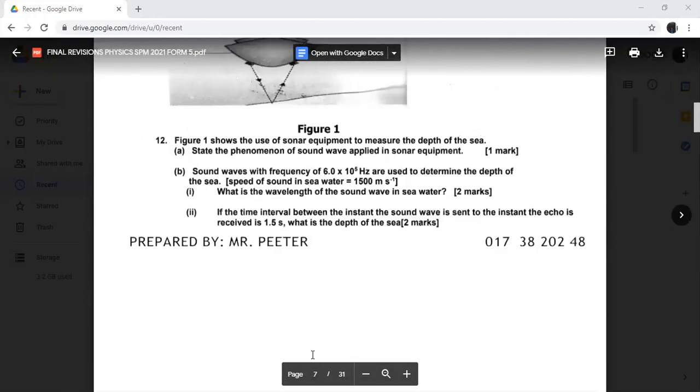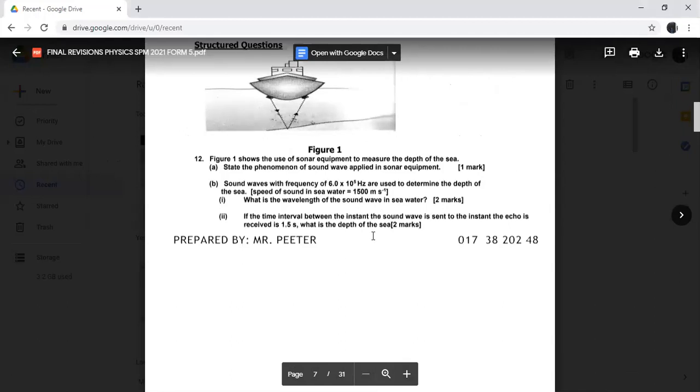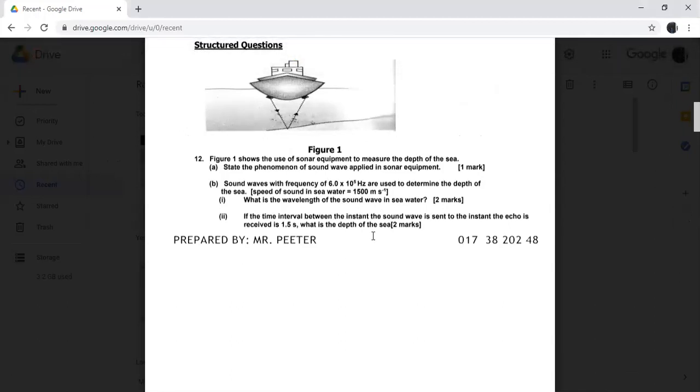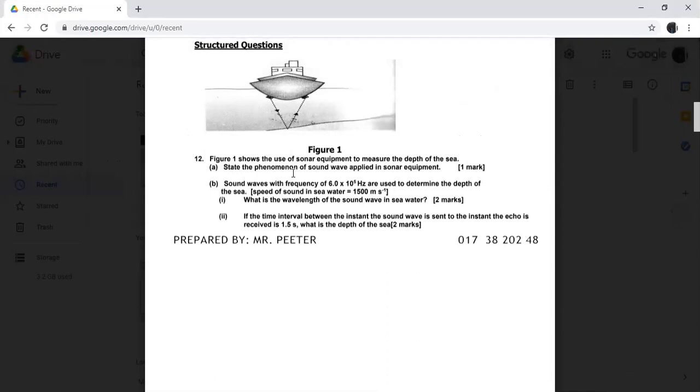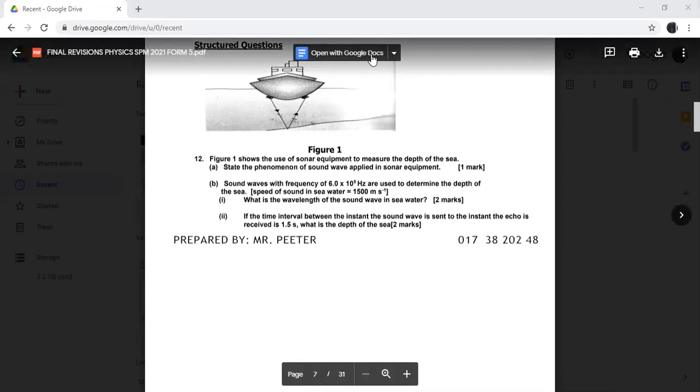Another question. I think this is the last question. The figure shows the use of sonar equipment, sound navigation and ranging equipment, to measure the depth of the sea. State the phenomenon of sound wave applied in sonar equipment. What is the phenomenon? Reflection of sound wave. Sound waves with the frequency given are used to determine the depth of the sea. The speed of sound wave is given. What is the wavelength of the sound wave in the sea? So answer A is reflection.